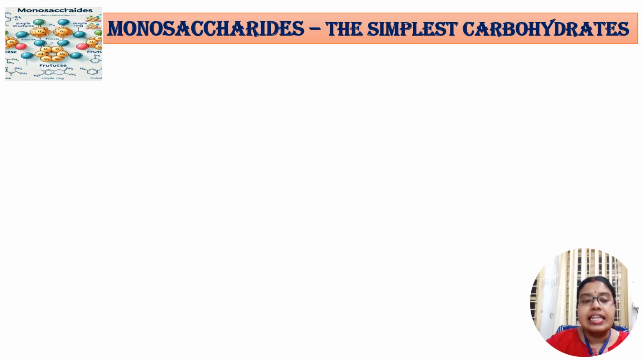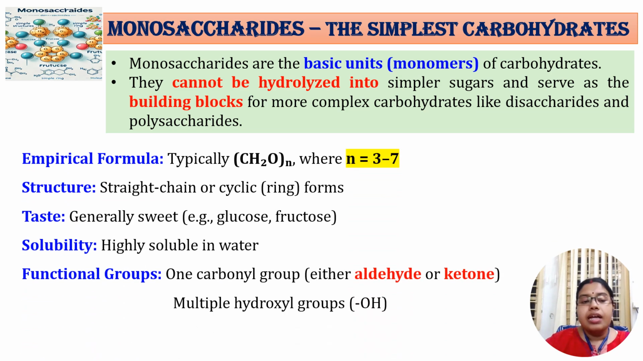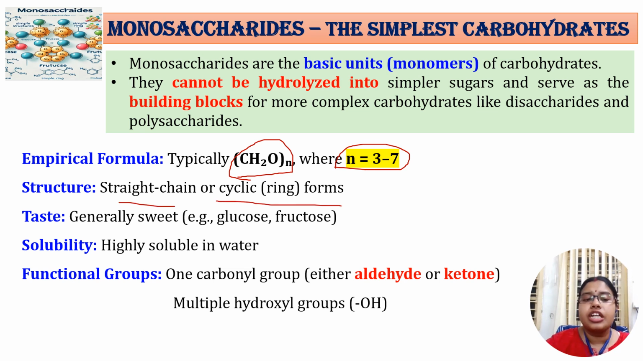So let's discuss the monosaccharide. Monosaccharide is the simplest carbohydrate. Monosaccharides are the basic units of carbohydrates. They cannot be hydrolyzed into simpler sugars and serve as the building blocks of disaccharides, oligosaccharides or polysaccharides. The empirical formula of the monosaccharide is (CH2O)n, where n is 3 to 7 here. Monosaccharides are either straight chain or cyclic forms. The detailed structure of the monosaccharide we will describe in the next lecture.